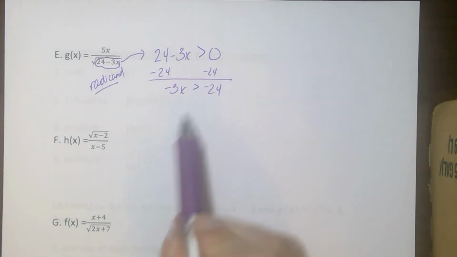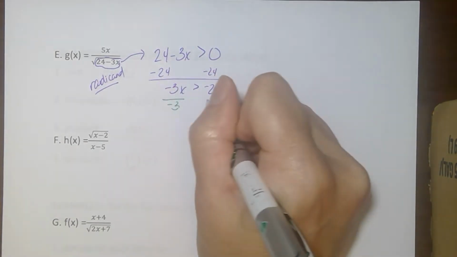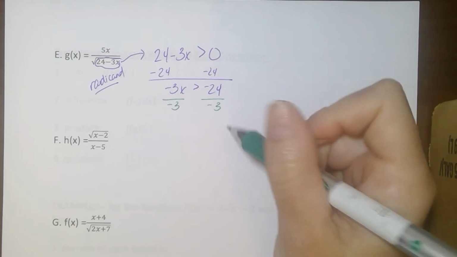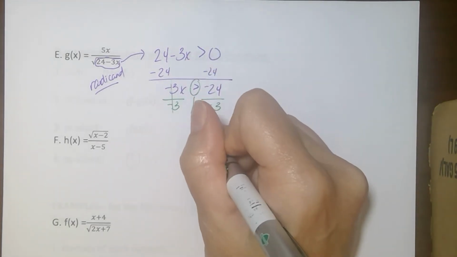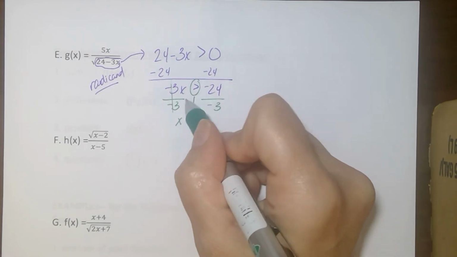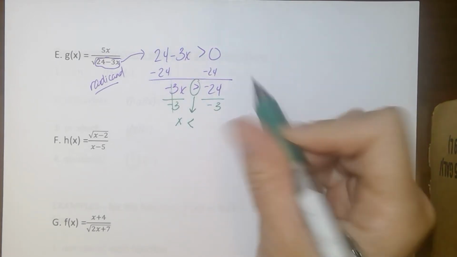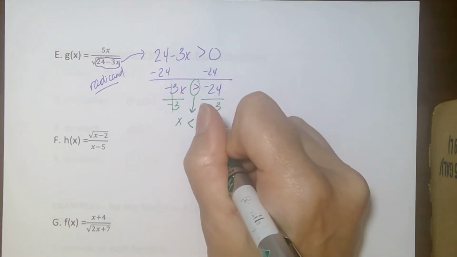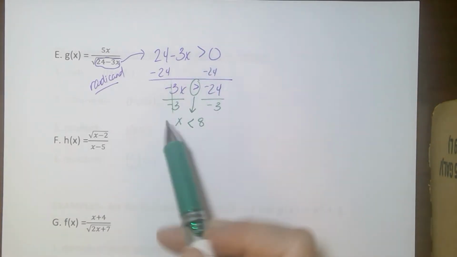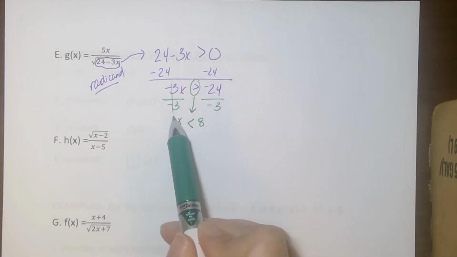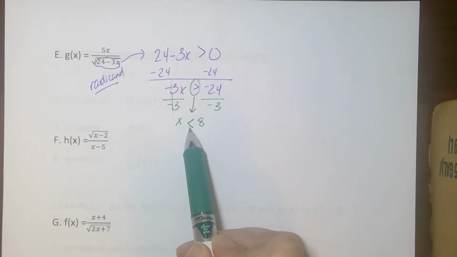To finish solving for x, I'm going to have to divide by that coefficient, negative 3. Now, remember me mentioning this a while ago? When you divide across an inequality by a negative, it reverses that inequality. So instead of x greater than, now I have x less than. Negative 24 divided by negative 3 is a positive 8. So let me say that again: when I divide or multiply by a negative across the inequality symbol, it reverses that inequality.